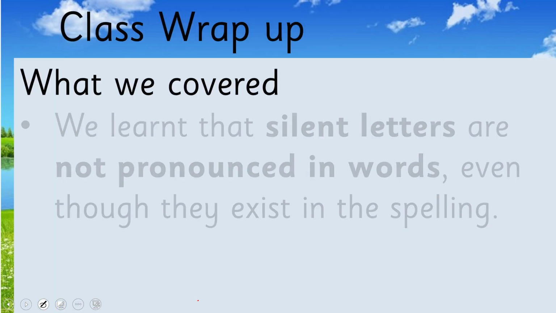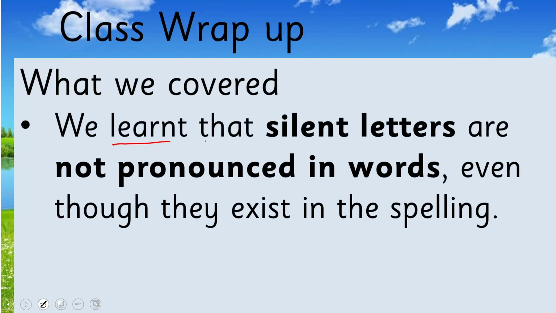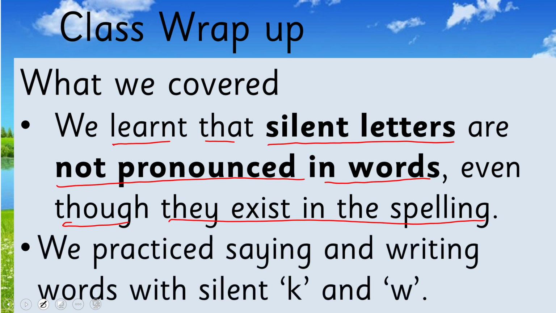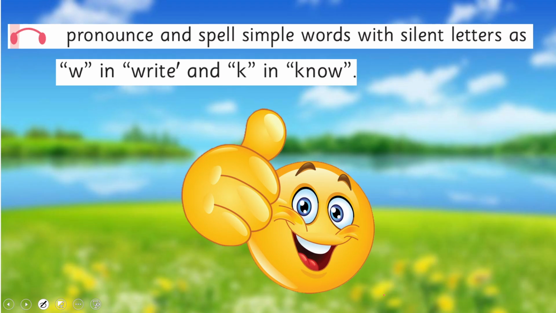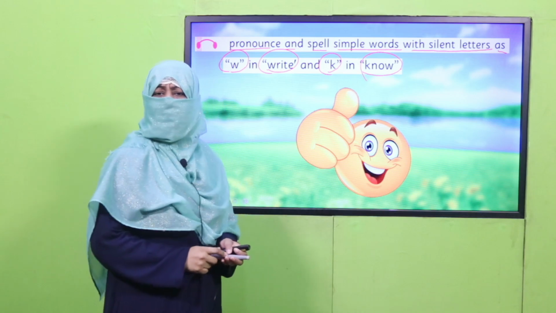And what we have learned today, we learned that silent letters are not pronounced in words even though they exist in the spelling. And we practiced saying and writing words with silent K and W. In this way, we achieved our today's SLO, that is to pronounce and spell simple words with silent letters as W in right and K in no. Are we done with it?